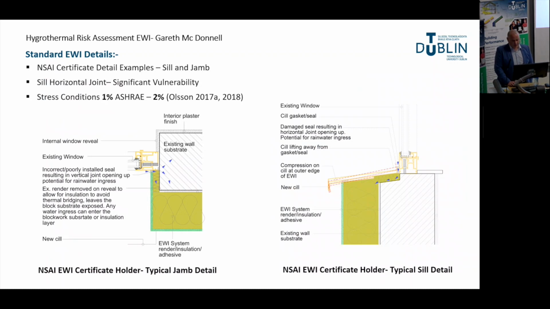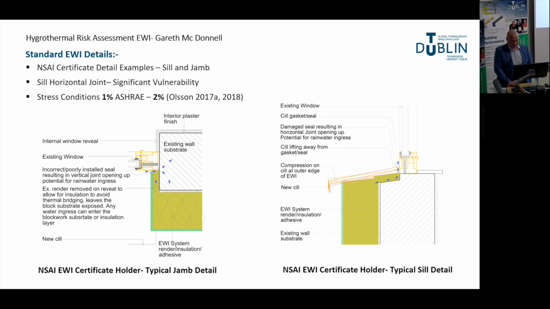So I reviewed some of the standard details from the NSAI certs. These are typical NSAI certificate jamb and sill details, and indicate vulnerabilities whereby at the window jamb, where the external render is removed to facilitate the installation of insulation to avoid thermal bridging, the blockwork is left exposed and water can enter the construction through incorrectly or poorly installed single stage seals.